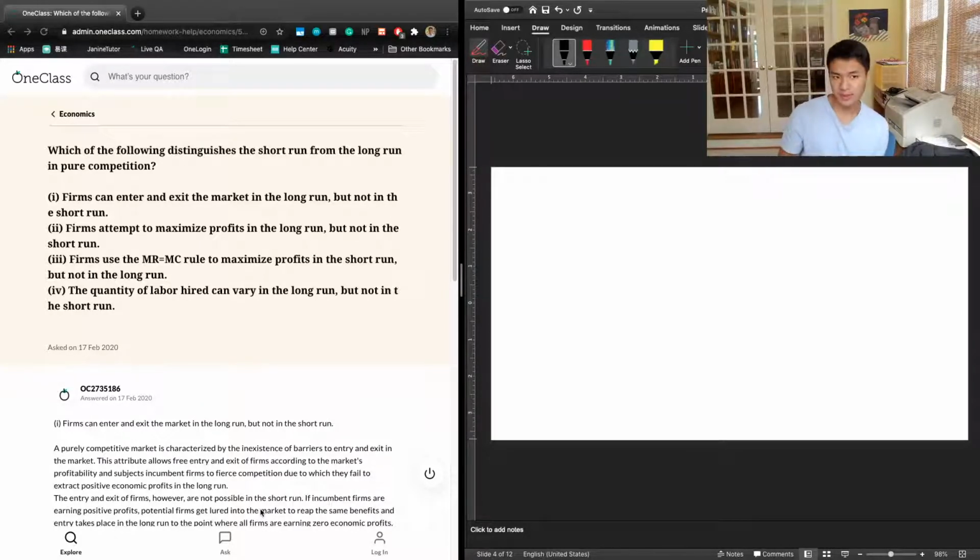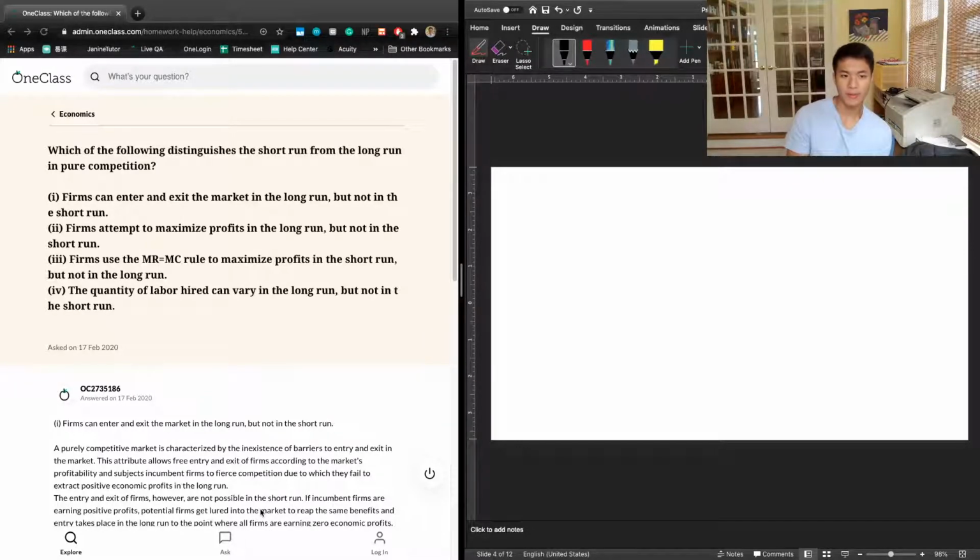Two, firms attempt to maximize profit in the long run, but not in the short run. Well, we know that firms are profit maximizing at all points, not just in the long run, so that's not going to be the correct answer. Three says that firms use the MR equals MC rule to maximize profits in the short run, but not in the long run. But we know that the MR equals MC rule is the profit maximizing rule, no matter if it's the short run or the long run. So that's not going to be the right answer here.